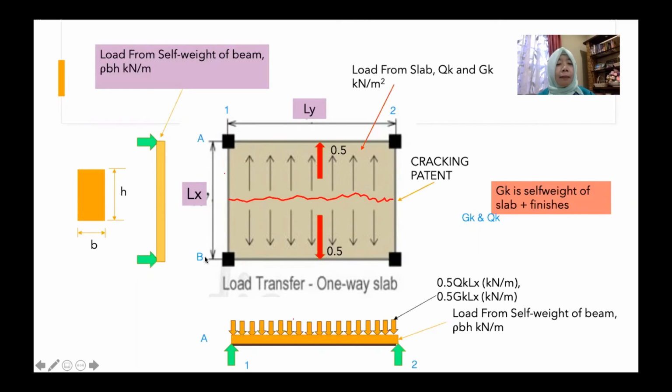While for B, 1, 2 also has the same load. Now for AB, there's no load from the slab. Therefore, it only supports rho BH, its self-weight only. So AB only supports rho BH.